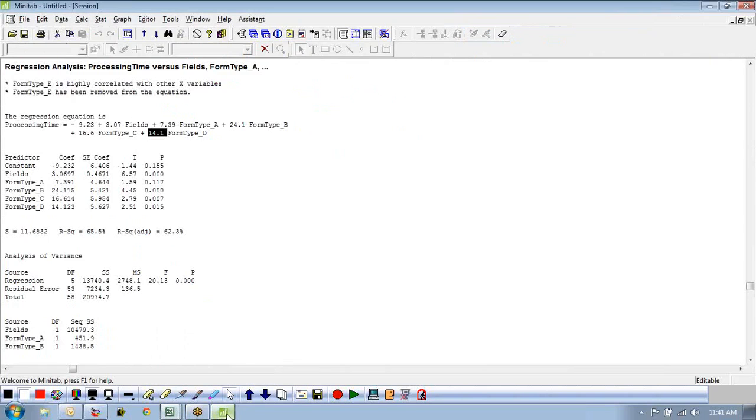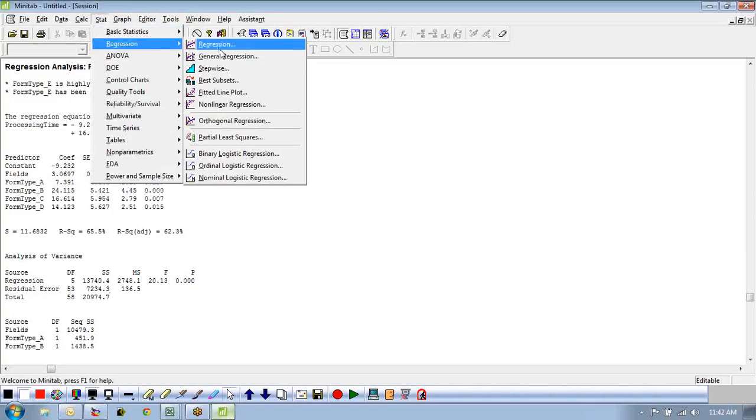Let me show you how to do that in Minitab. Minitab is actually pretty cool because you don't have to create indicator variables for it. Although I happen to like indicator variables a lot, you don't actually have to do it. You can just use the general regression. Let me show you how that works.